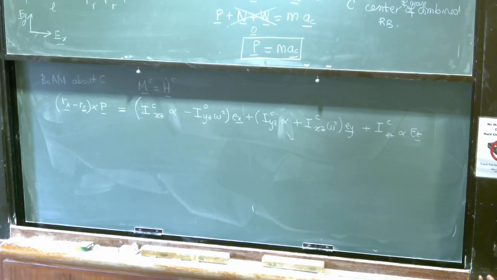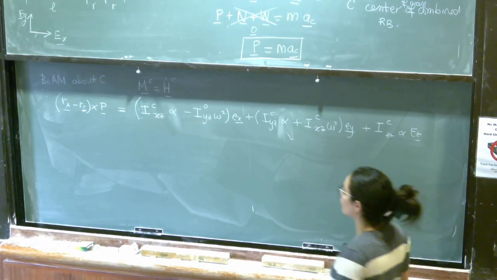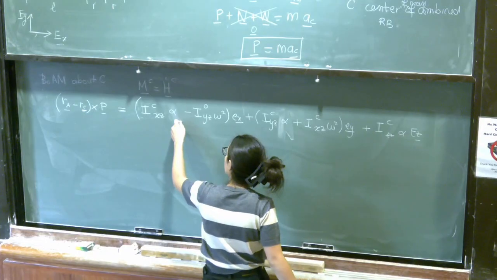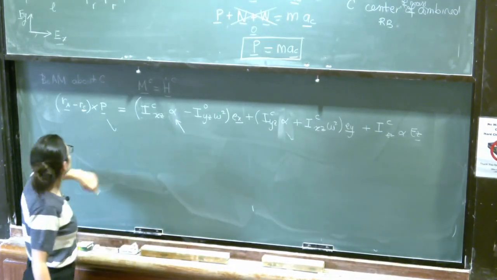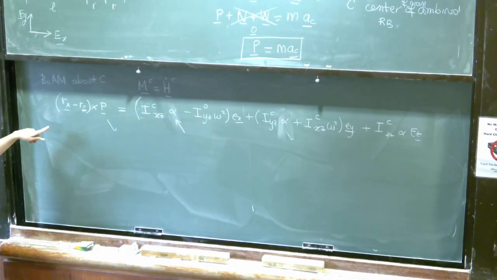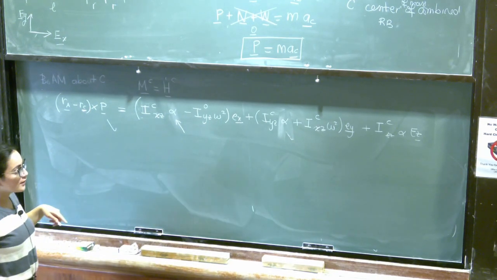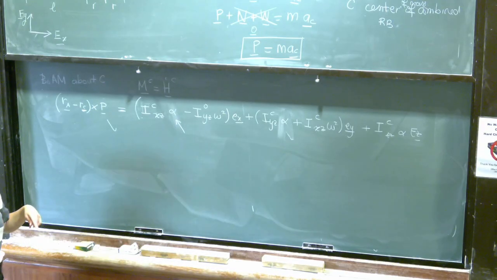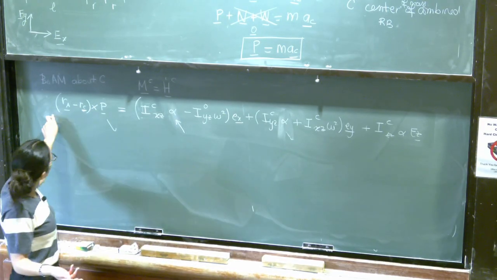What are the terms I need? So alpha here is my unknown, right? P is known. RA minus RC, do I know that? What is it? Not yet, but I can find it from geometry, right? So let us find this term from geometry.